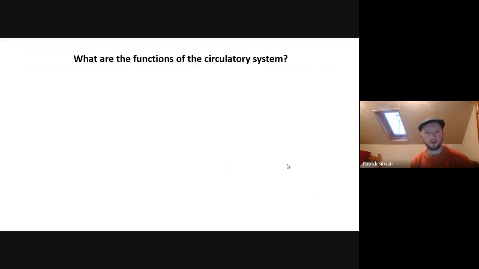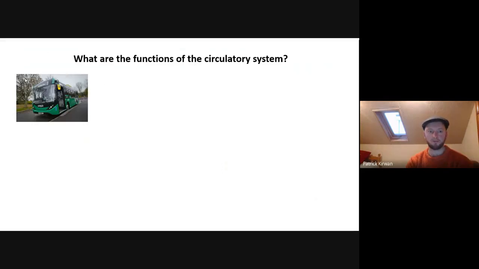Now, what are the functions of the circulatory system? Can you pause the video and think of some? Okay, let's have a look. I'm going to give you some clues. So this is the first picture, and this relays a function of the circulatory system. So what do you think it is? What do we use that for? Exactly, transport. Right, now I want you to think about, well, what are we transporting in the circulatory system?